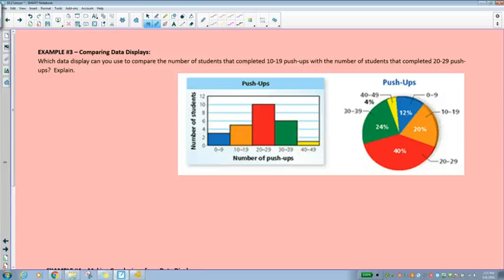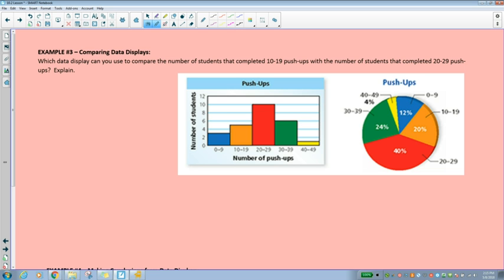All right, example 3. Which data display can you use to compare the number of students that completed 10 to 19 push-ups with the number of students that completed 20 to 29 push-ups? Explain. So we're going to look at the histogram and we have the circle graph, or the pie chart.